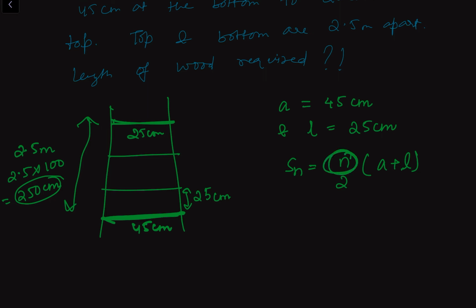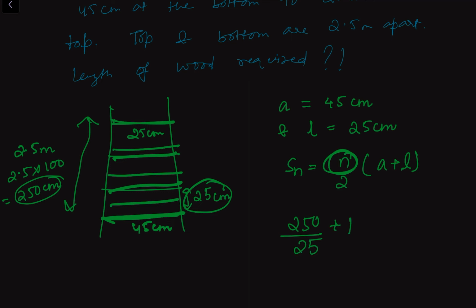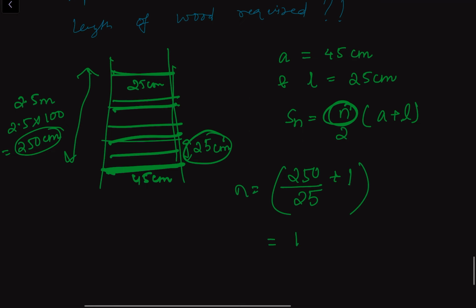n is again the number of terms here. So in this case just the rungs, right? The number of rungs here. These are our terms, right? The number of rungs. So to find this, obviously since we know total length and each one has a gap of 25 centimeter, we will just do 250 divided by 25. Okay, and plus one more, the bottom one, if you are going like this. So this is your n, so this is 11.